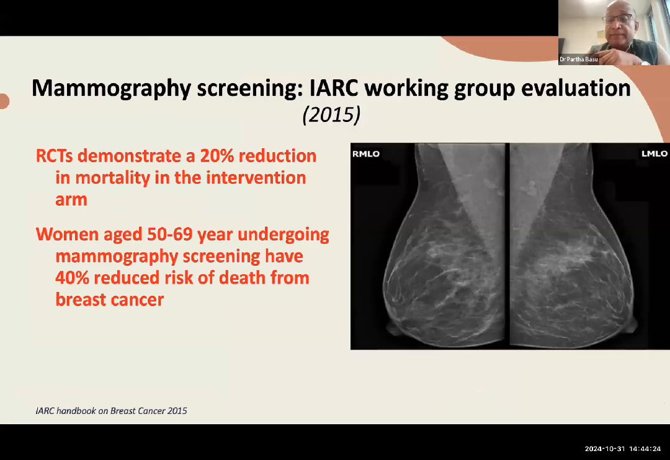Coming back to screening, mammography screening, yes, as I said before, we at IARC have done a review of all the studies, and our take is that if women aged 50 to 69 years or 50 to 74 years undergo systematic mammography screening every 2 to 3 years, there is a significant reduction, a 20 to 40% reduction, in breast cancer deaths.